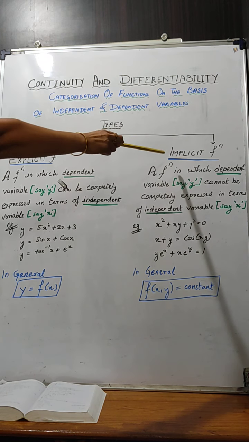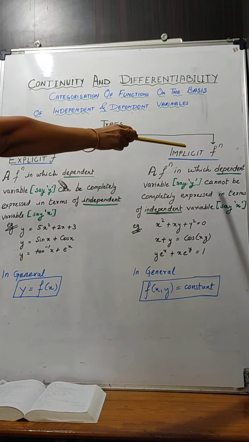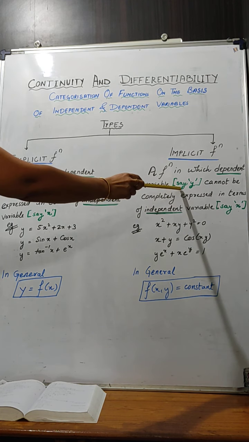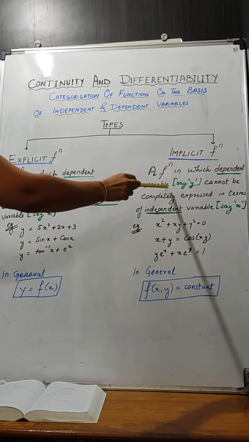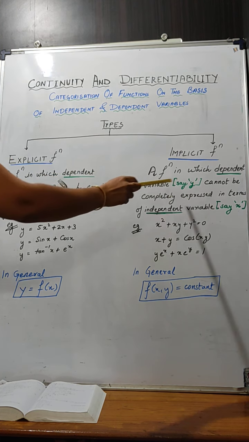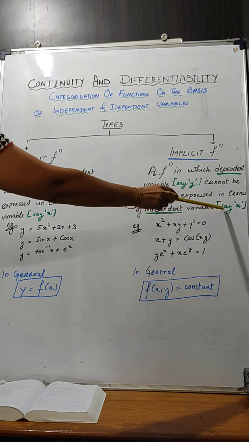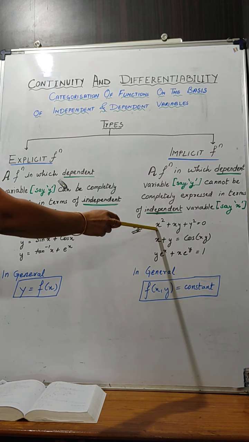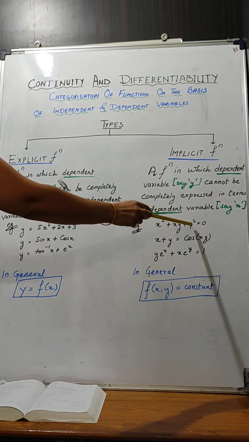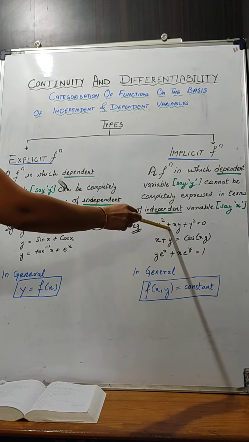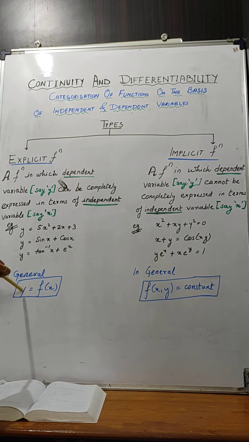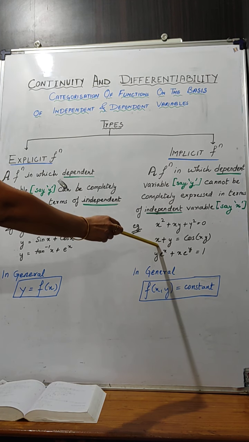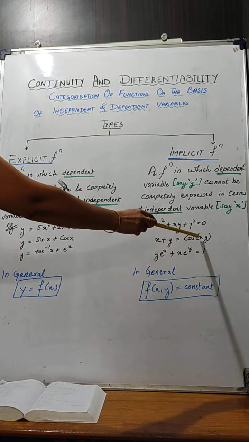The other type is implicit function. Now what is implicit function? A function in which the dependent variable, again say y, cannot be completely expressed in terms of the independent variable, that is x. Let us take an example. Here you have an equation x square plus xy plus y square equal to 0. This function cannot be represented in the form y equal to f of x. Or take another example, x plus y equal to cos of xy.